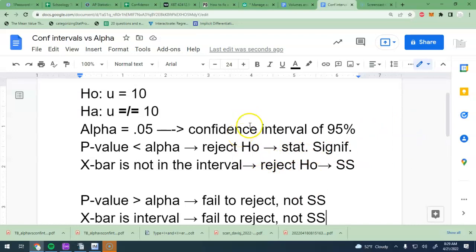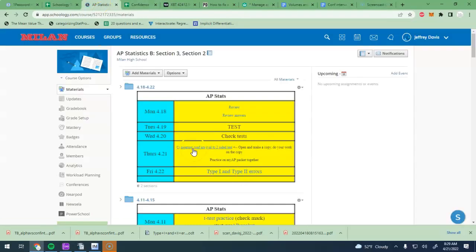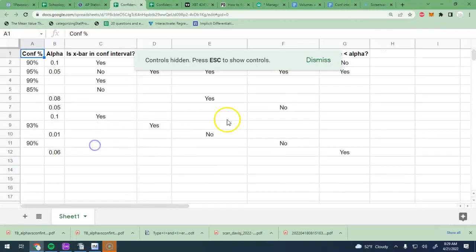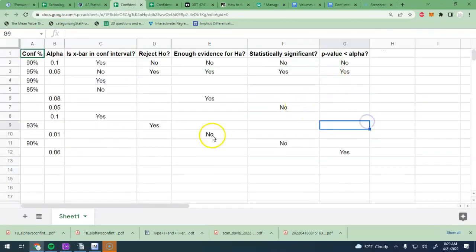So go to your Schoology, see if that made any sense or not. You see where it says, on today's date, comparing confidence interval to two-sided tests. Open that, make a copy. I want you to try to fill this sheet out. Make a copy and just type in your work on there.